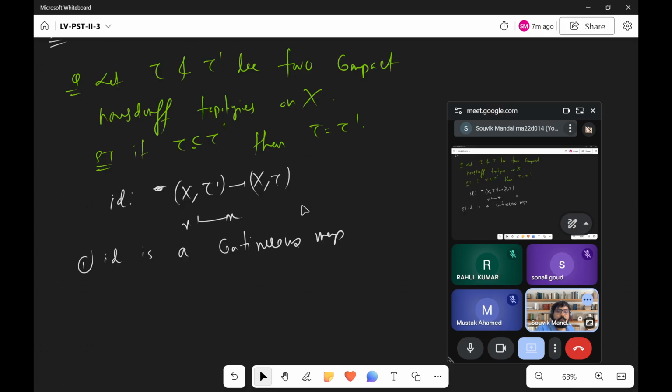Then only we can further apply the continuity things on the compactness. So first try to show that identity is a continuous map. Basically, the target is first to show the identity is a continuous map. Secondly, identity is a homeomorphism.